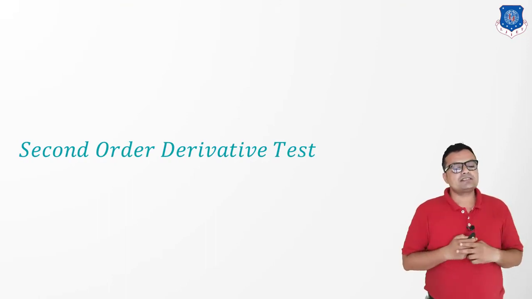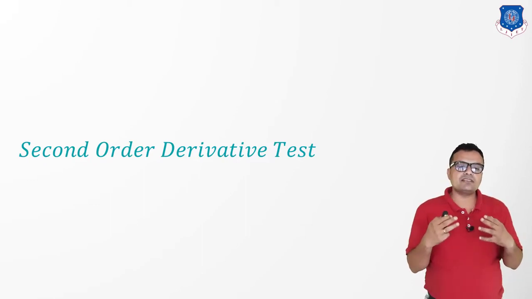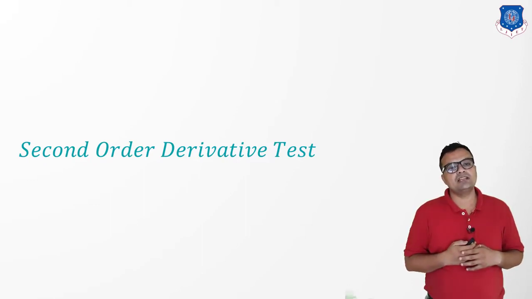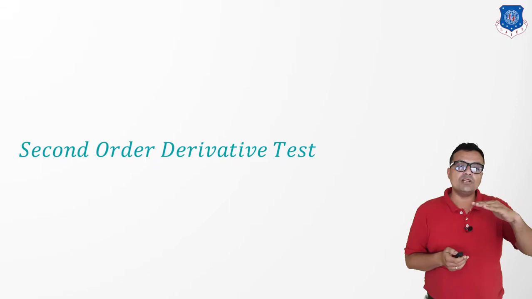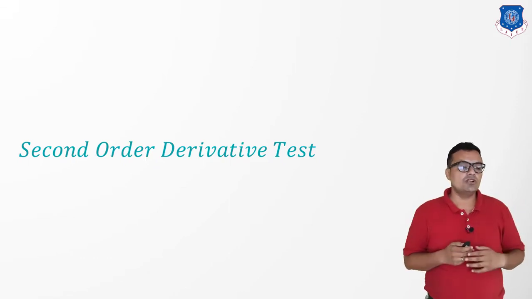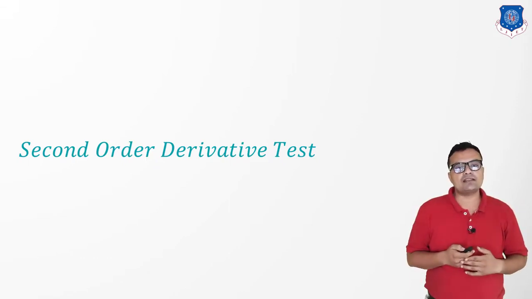Now the question is, if you have a critical point, how to check whether that critical point is the function's maximum value or the function's minimum value, or something unusual is happening at that critical point.